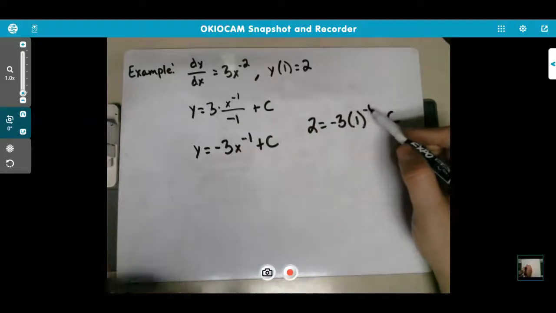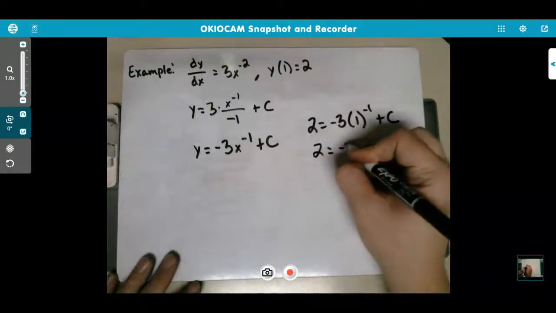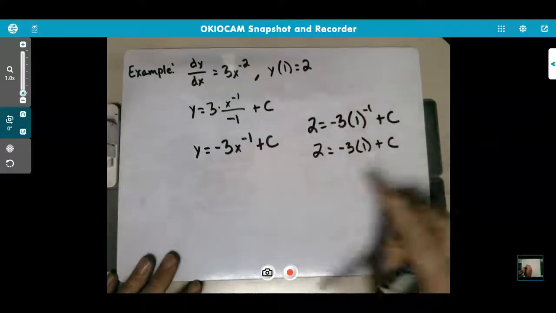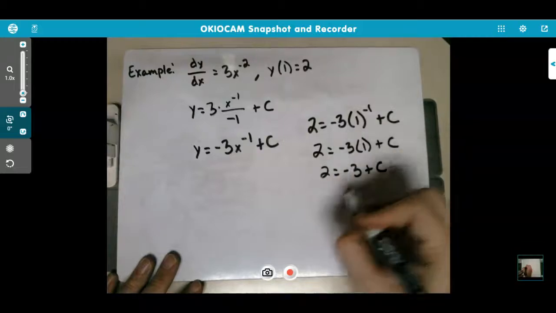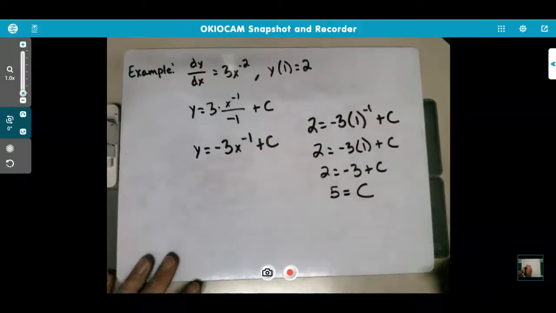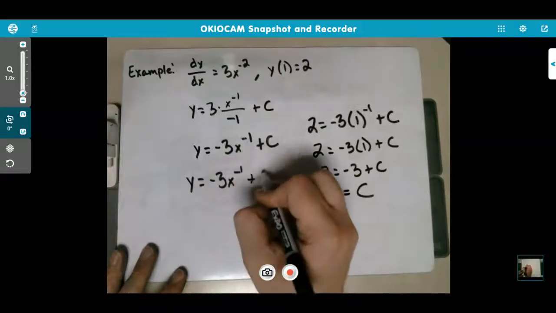1 to the power of negative 1 is equal to 1. So 2 equals negative 3 times 1 plus c. Negative 3 times 1 is negative 3. And then add 3. So 5 is my c. So we have y equals negative 3 x to the negative 1 plus 5.